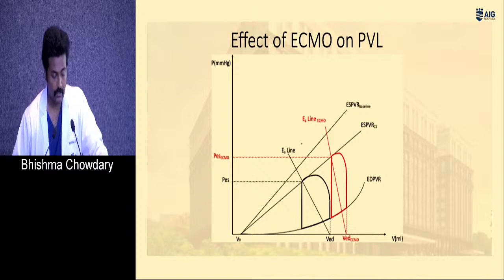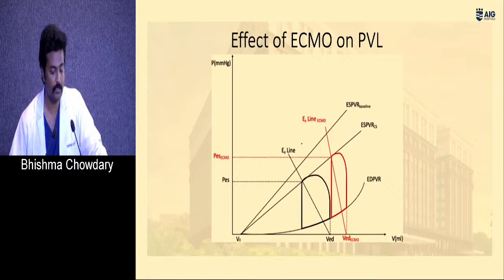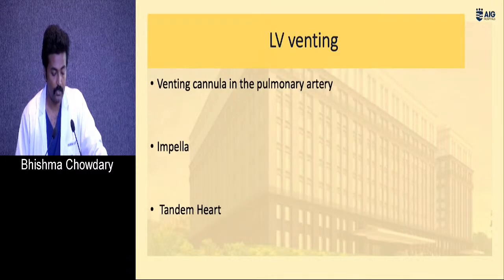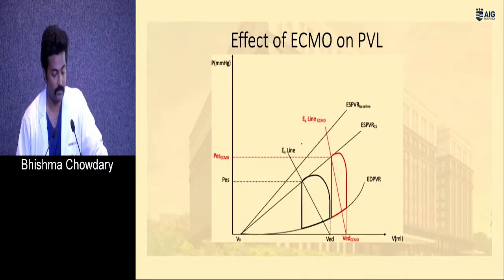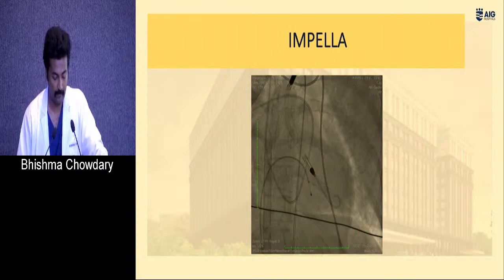Like I said, everybody discussed the pressure volume loops. Once you put in an ECMO, the loop moves towards the right and upwards, which increases the PVA, increases the myocardial oxygen demand, and increases the end diastolic volumes and pressures. So this has to move to the left so that we rest the LV and it recovers faster. The options here, like we discussed again, were venting the cannula in the pulmonary artery or the LA, or putting an Impella or a TandemHeart. So we went ahead and put an Impella.